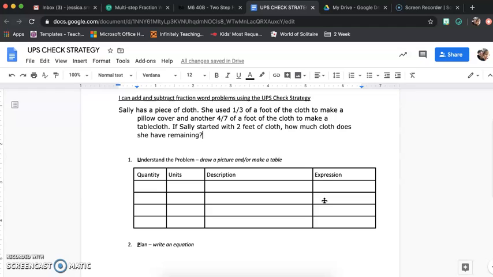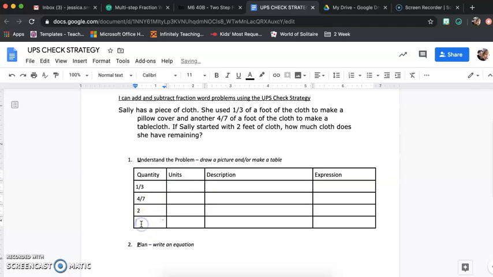So the first thing we want to do is look and find every number that's in our word problem. Remember, it doesn't just need to be the actual number written in number form. It could even be a number that's written in word form. So if it's a number, it needs to go in our quantity. I like to just start at the top and work my way down, starting with the first sentence, and have them in order that way. So Sally has a piece of cloth. She used 1/3 of a foot. So right here, I'm going to put 1/3. Then another 4/7, so I want to do 4/7. And then the other number is 2.